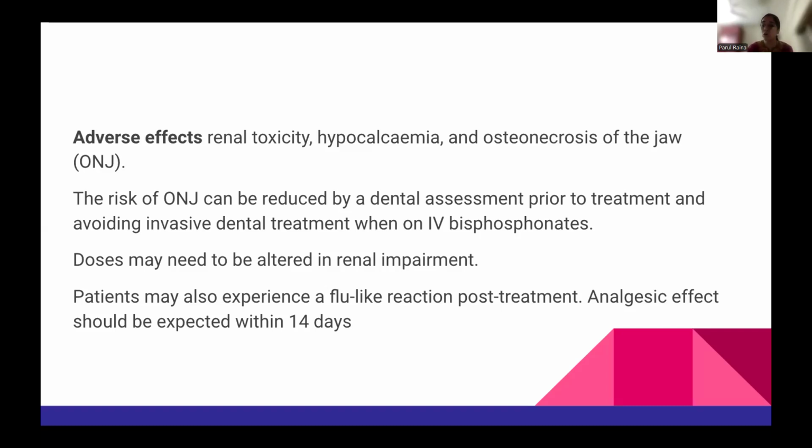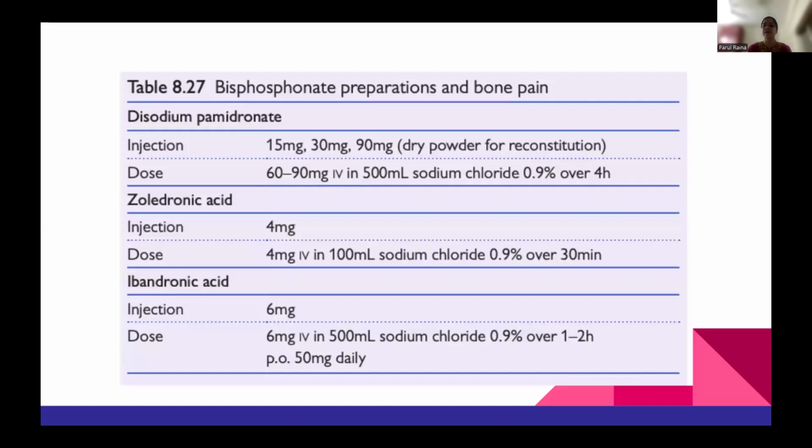It is very common that the patient will experience a flu-like reaction when we start bisphosphonate therapy. Within 14 days, its analgesic effect can be seen. These are the main three bisphosphonates which are used: disodium pamidronate, zoledronic acid, and ibandronic acid.